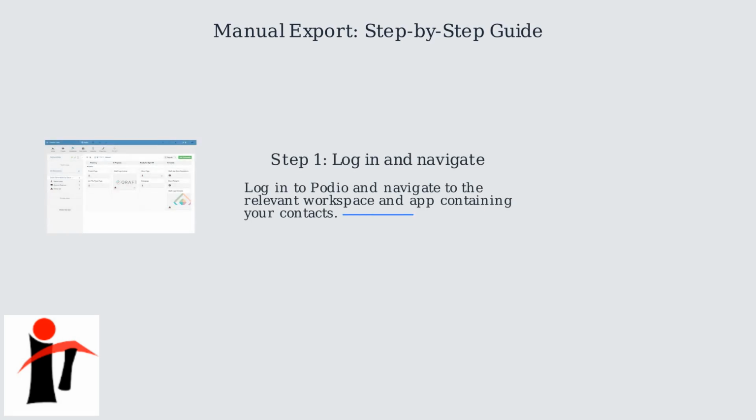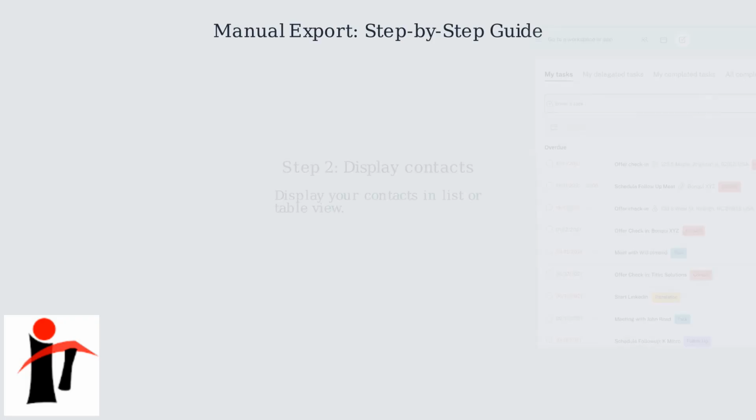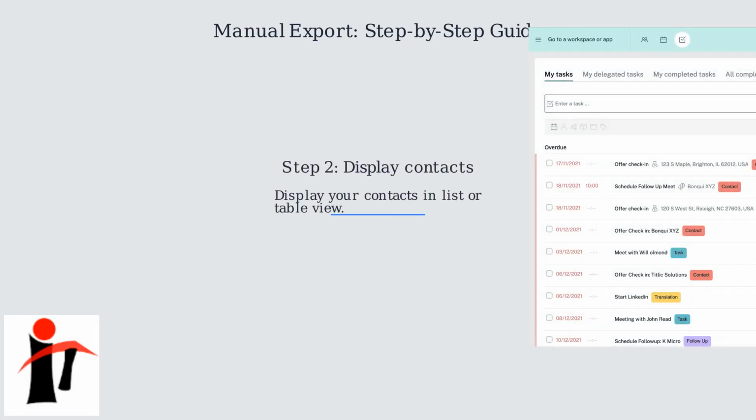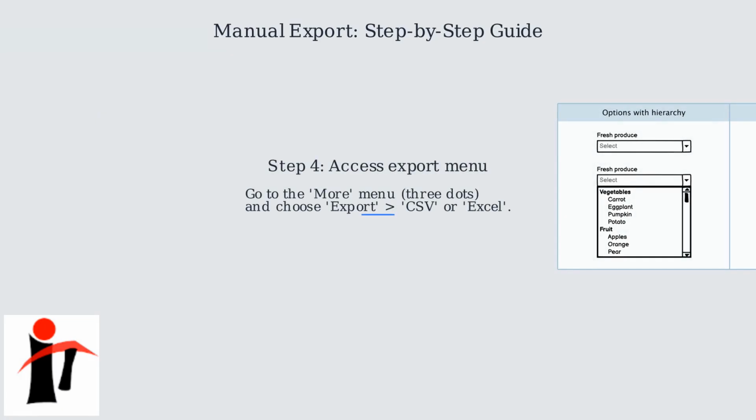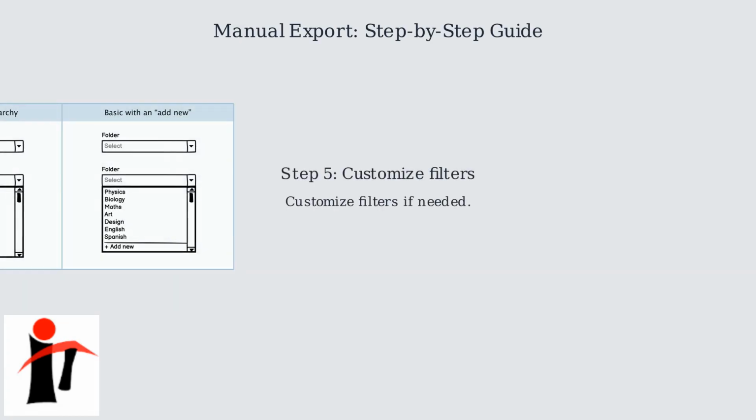To manually export your contact list from Podio, start by logging in to your Podio account. First, navigate to the relevant workspace and app that contains your contacts. Next, display your contacts in list or table view to see them clearly. Then select the specific contacts you want to export, or use Select All to choose everything. Go to the More menu, represented by 3 dots, and choose Export, followed by your preferred format, either CSV or Excel. If needed, customize filters to refine what data is included in your export. Finally, download the exported file to your device.